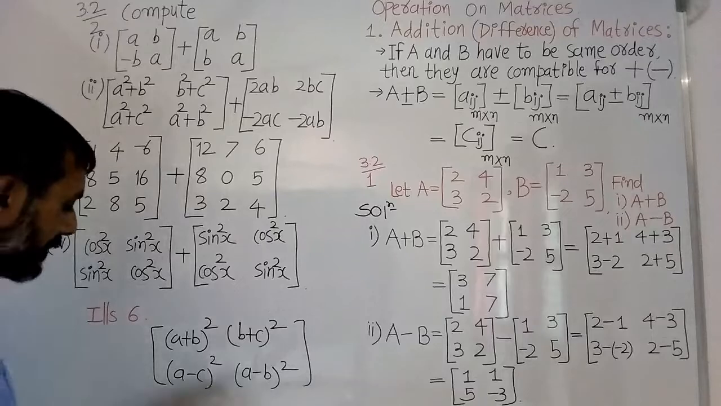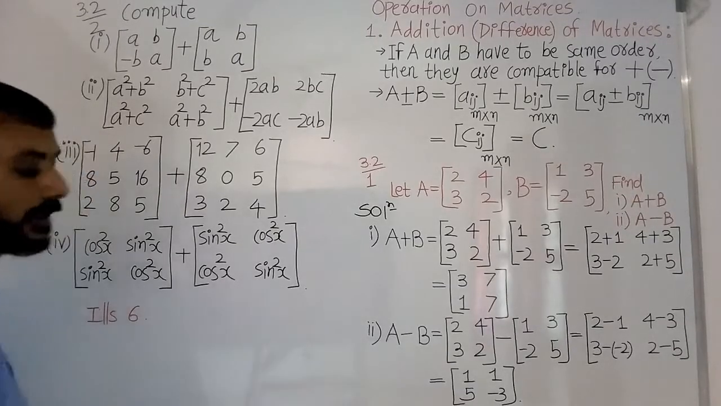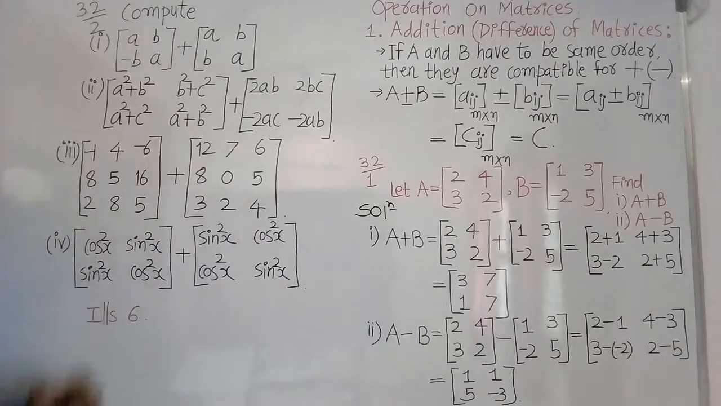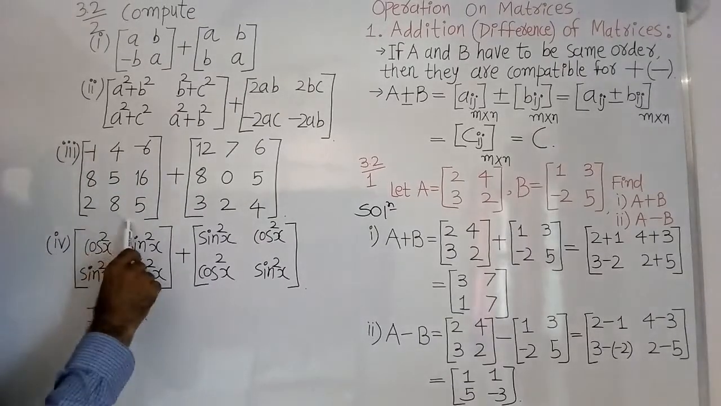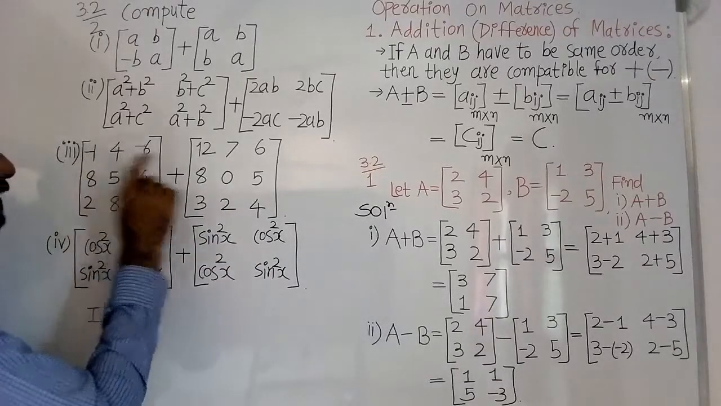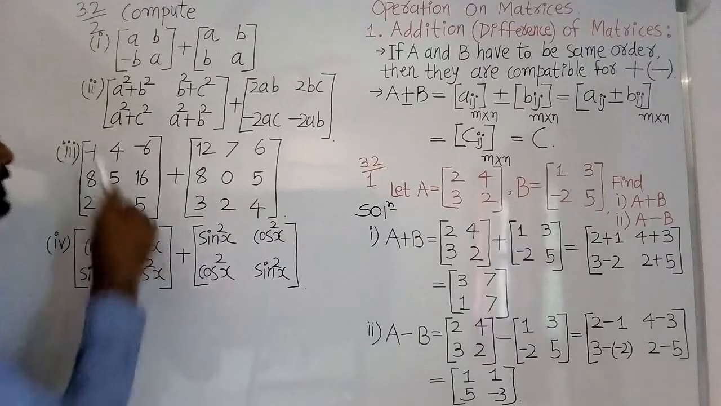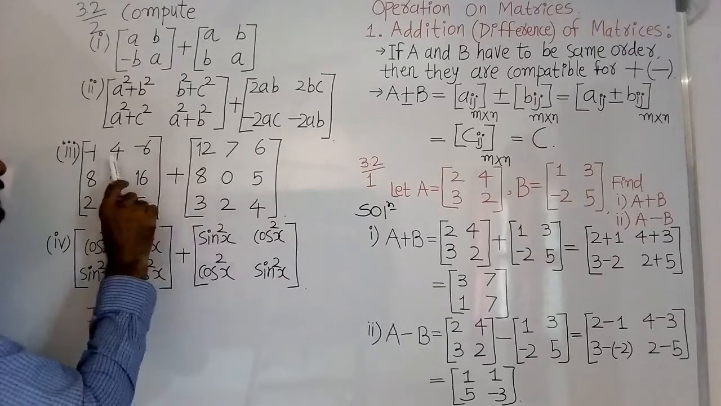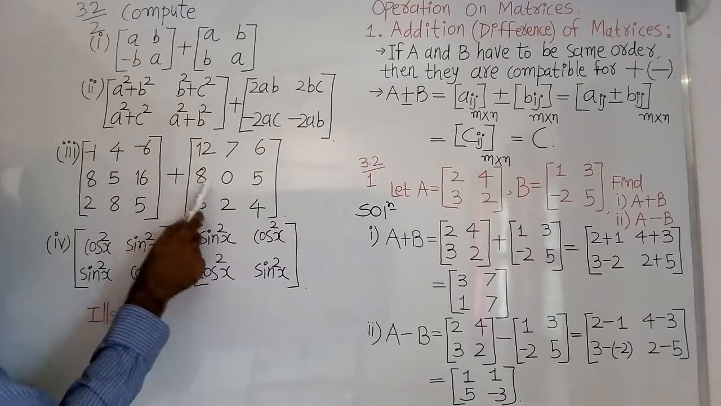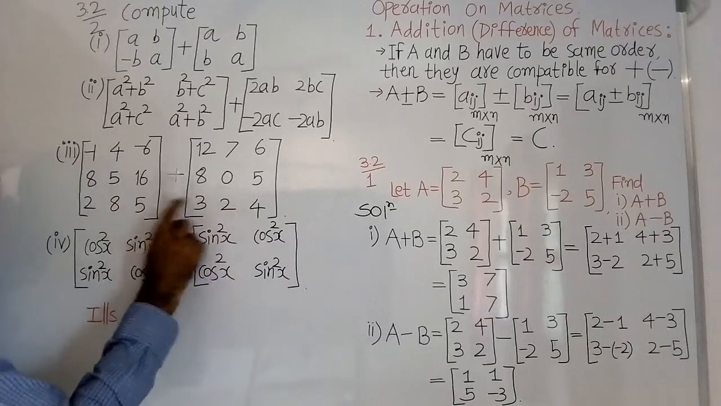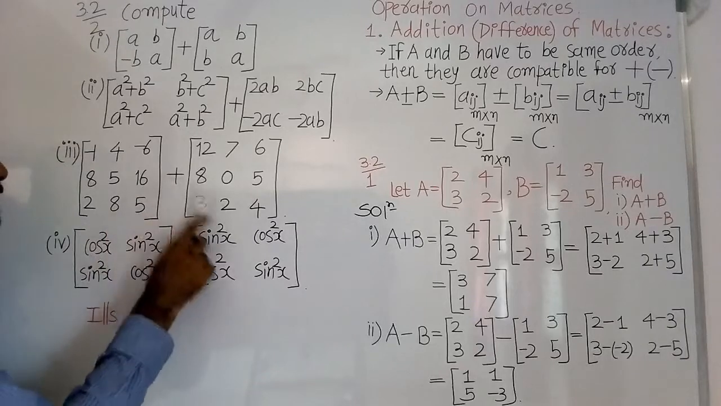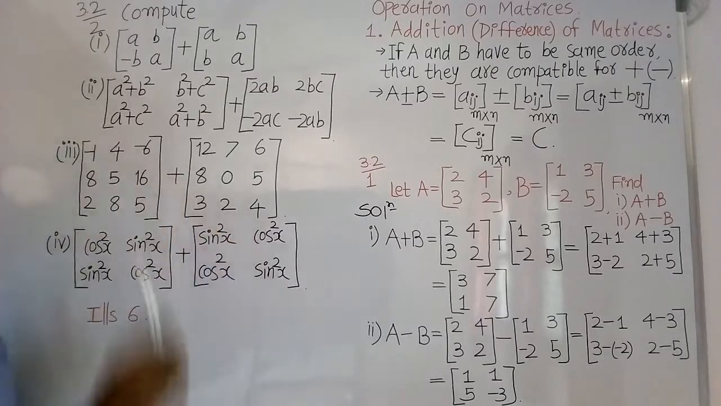So very simple, addition of matrices or difference of matrices. Now we have to calculate the third. This is very simple. See, 3 by 3, so 9 elements. This is also 3 by 3, 9 elements. Same. Choose the corresponding elements and add them. Minus 1 plus 12 is 11, 4 plus 7 is 11, minus 6 plus 6 is 0, 8 plus 8 is 16, 5 plus 0 is 5, 16 plus 5 is 21, 2 plus 3 is 5, 8 plus 2 is 10, 5 plus 4 is 9.